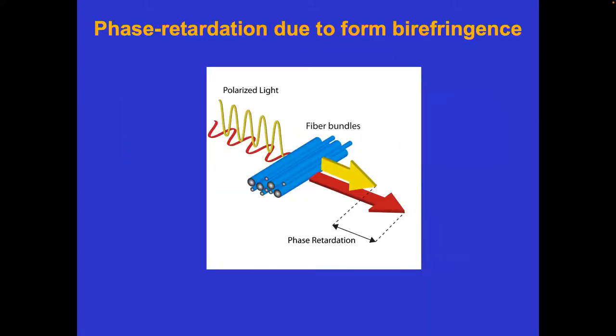So phase retardation, then, is due to form birefringence. I call it form birefringence because it's associated with the fiber structure. Just the fiber itself generates the effect already. And then you get the phase retardation between the horizontal and the vertical component of the wave. That's what we're interested in.